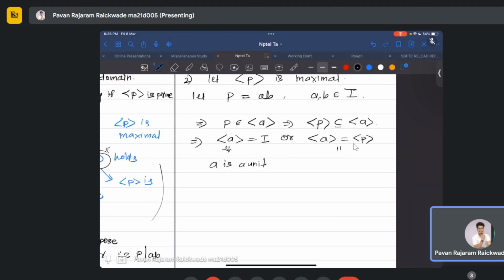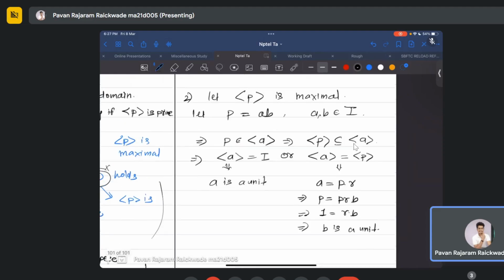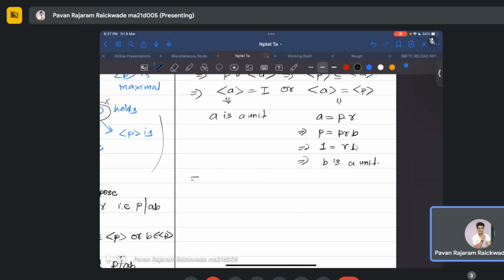In this case, you can write A as P times some R, because A belongs to the ideal generated by P. So this implies P equals PRB, which implies 1 equals R times B, which implies B is a unit. So if you start with the ideal generated by P being maximal and consider any factorization P equals AB, you end up with either A a unit or B a unit. This is precisely the definition of an irreducible element. So this implies P is irreducible.